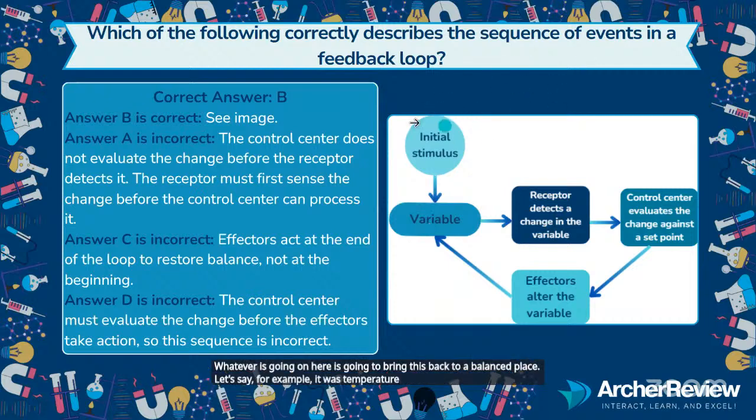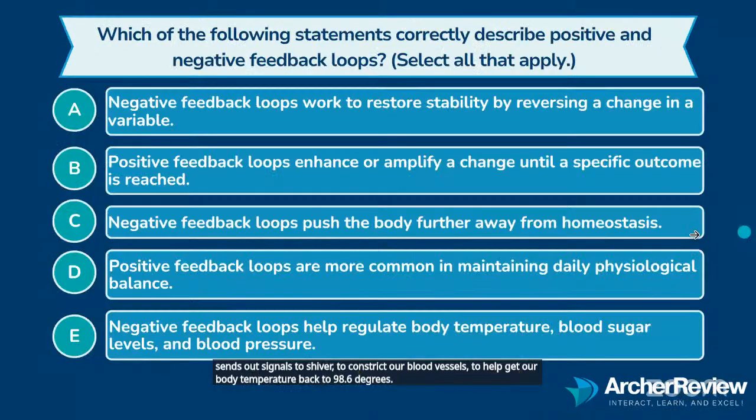Let's say, for example, it was temperature. It's really cold outside, so our body temperature drops. Receptors in our skin detect that. Signals get sent to our brain. Our brain sends out signals to shiver, to constrict our blood vessels, to help get our body temperature back to 98.6 degrees. Okay? All right, what was our next correct one? B.